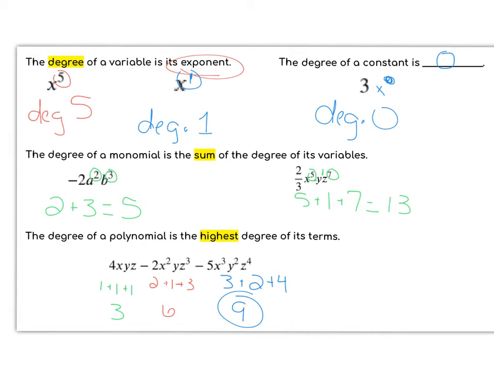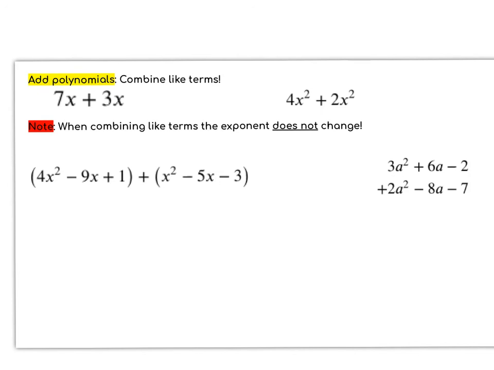So basically what you do, if it's just a variable, you take the exponent. If it's a monomial, you add the exponents. And if it's a polynomial, you have to add the exponents for each term, and then you take the highest one. All right, so the terms and the degree is probably the most confusing thing of what we're going to do today, and you're going to get to do some practice with that in a minute.